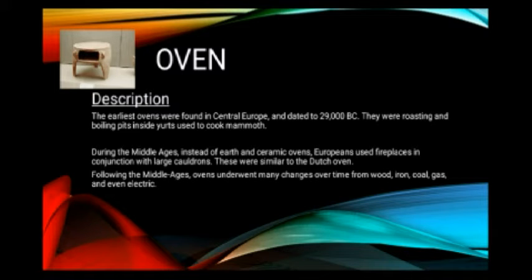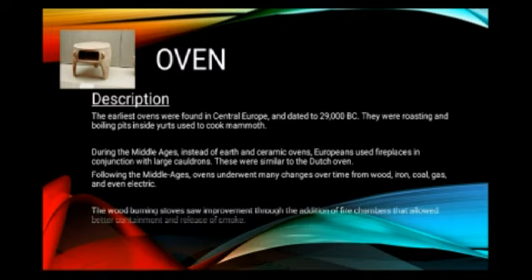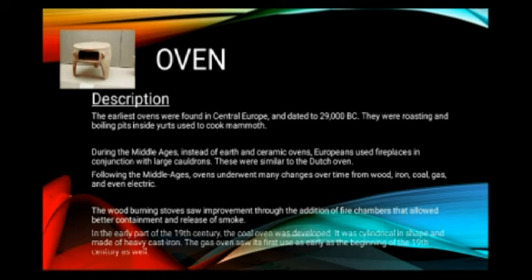Following the Middle Ages, ovens underwent many changes over time, from wood, iron, coal, gas, and even electric. The wood burning stove saw improvement with the addition of fire chambers that allowed better containment and release of smoke. In the early part of the 19th century, the coal stove was developed. It was cylindrical in shape and made of heavy cast iron. The gas oven saw its first use as early as the beginning of the 19th century as well.